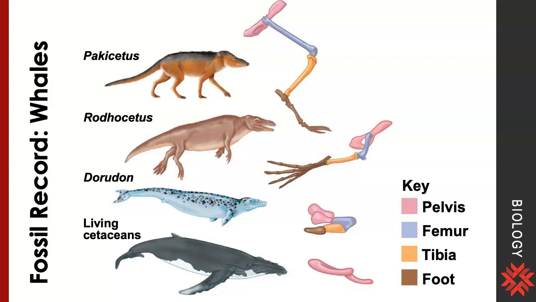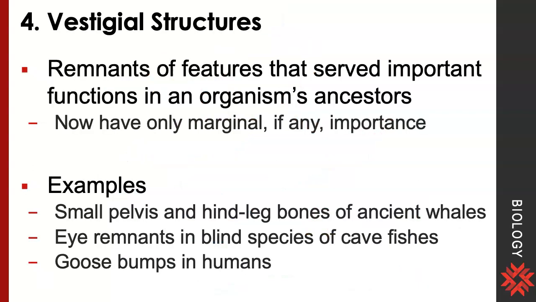So vestigial structures are remnants that served an important function in an organism's past, but they don't have a function now. Even if you think of humans, try to think of some vestigial structures of humans. We can see here goosebumps is one of them.